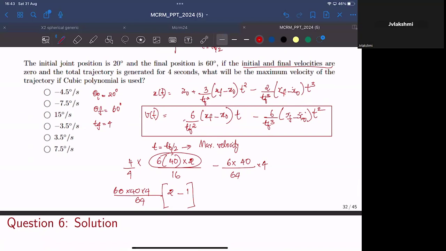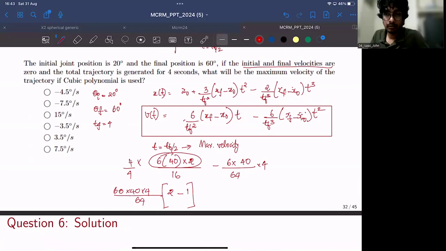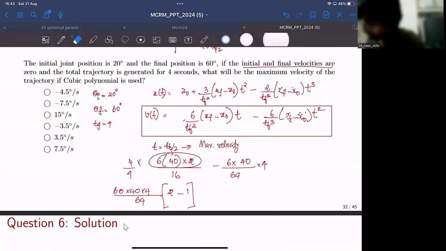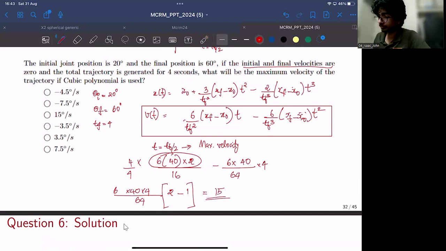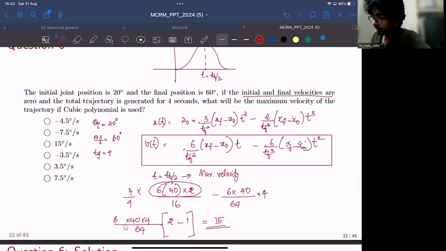Sir, it is 6 na sir. Why is it 60? Yeah. So I probably made a small silly mistake. Instead of the 6, for some reason I have taken it to be 60. So it's just 6 into 4 into 40, right? So if you do this, the correct answer would be 15, right?